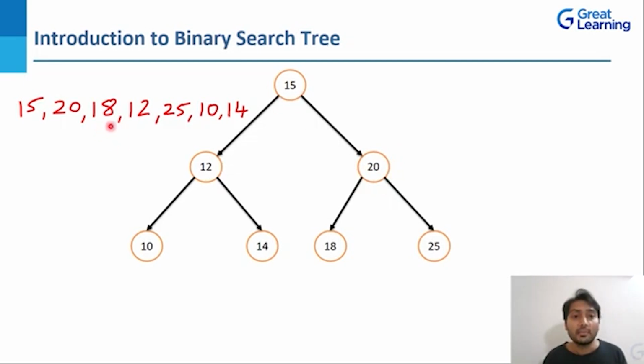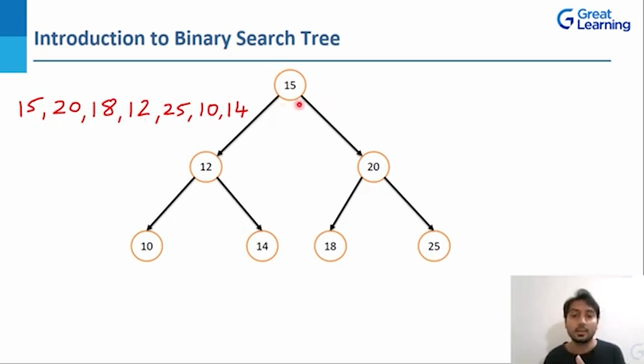Next up, what do we have? We have 18. When you compare 18 with 15, again 18 is greater. So simply move to the right side. Now compare 18 with 20. Is it greater or smaller? Smaller. So what we have to do? Simply move to the left side and place the value 18 here. Got it? Next, we have the input 12. If you compare 12 with 15, what is it?